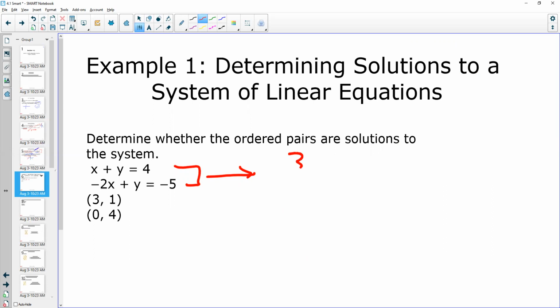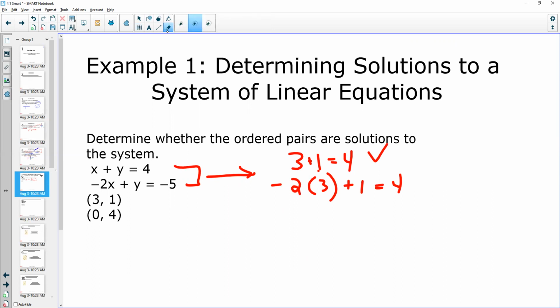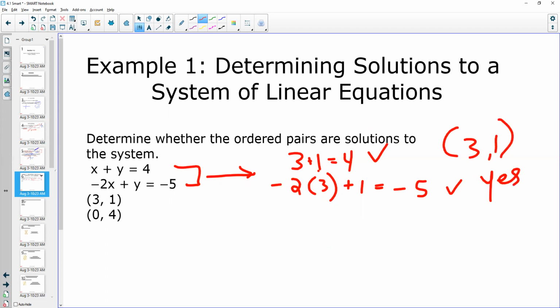So I'm going to do 3 plus 1 equals 4, and -2 times 3 plus 1 equals -5. Well, 3 plus 1 is 4. That works. -2 times 3 is -6, plus 1 is -5. Sorry, I don't know why I wrote 4; it's -5. That's what the problem is. Check. So in this case, (3, 1), the answer is yes, it is a solution.